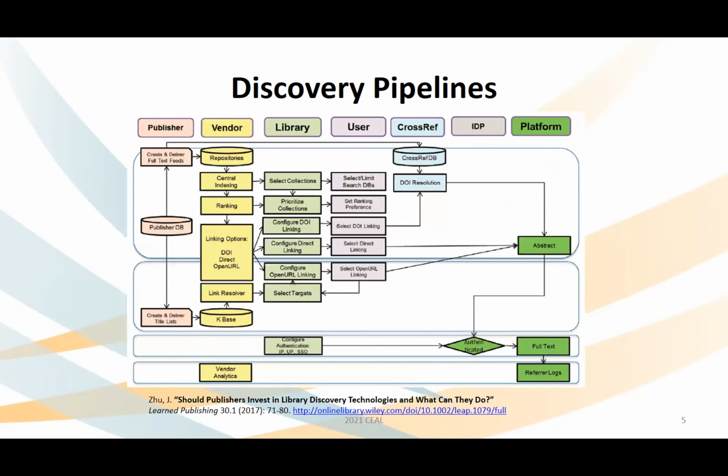So in 2017, I published a paper, Should Publishers Invest in Library Discovery Technologies and What Can They Do? I presented a flow chart to show how data flows through multiple pipelines, from publishers to discovery service and link resolver vendors, to libraries, to researchers and readers, to Crossref, identity providers, to authentication tools, and finally to be delivered to the hosting platforms. You can see many steps are involved, and there are potential problems every step of the way.